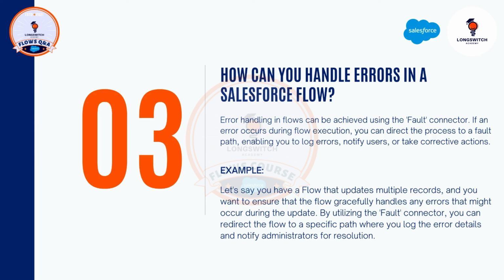Let's say you have a flow that updates multiple records, and you want to ensure that the flow gracefully handles any errors that might occur during the update. By utilizing the fault connector, you can redirect the flow to a specific path where you log the error details and notify administrators for resolution.